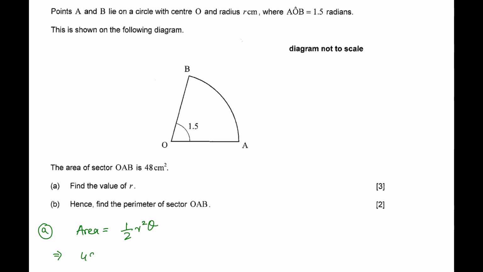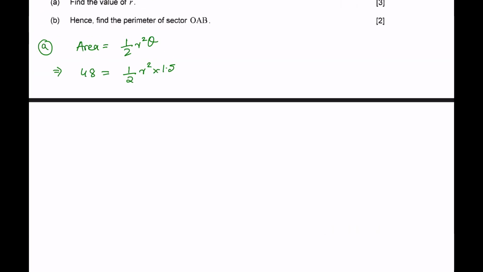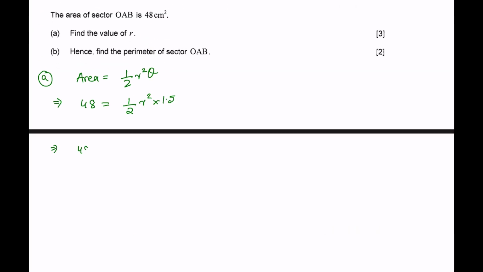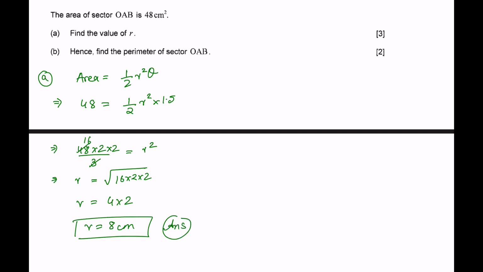Now the area is basically 48 centimeters square. R is what we need to find and theta is 1.5. Now what I can do is 48 times 2 divided by 1.5. 1.5 can be written as 3 by 2, so I can write it like this. This is R squared. 48 divided by 3 is 16. So R squared is, or R would be root under 16 times 2 times 2. So root 16 is 4 and root of 2 times 2 is 4. So R from here gives us 8 centimeters. This is the answer to part A.